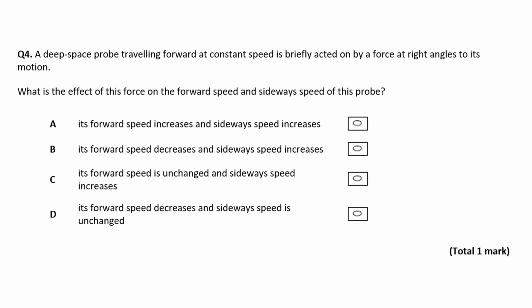Okay, so leaving the units questions behind, starting to get onto some mechanics. So we've got a deep space probe traveling forward at constant speed, and it's acted on by a force at right angles to its motion. What is the effect of this force on the forward speed and the sideways speed of this probe?